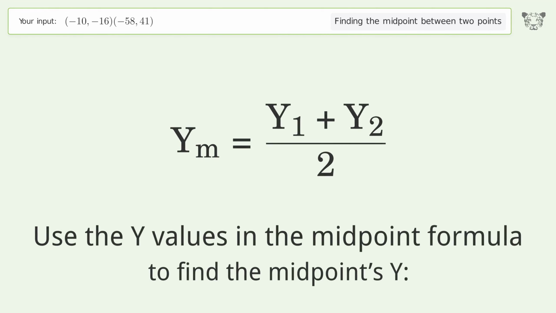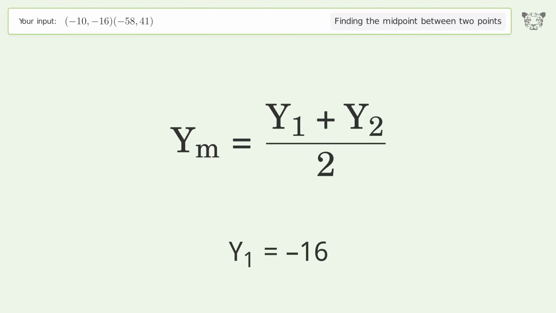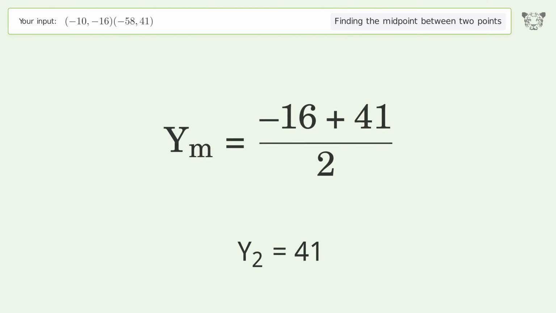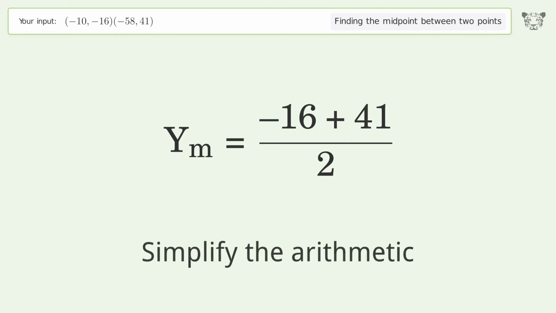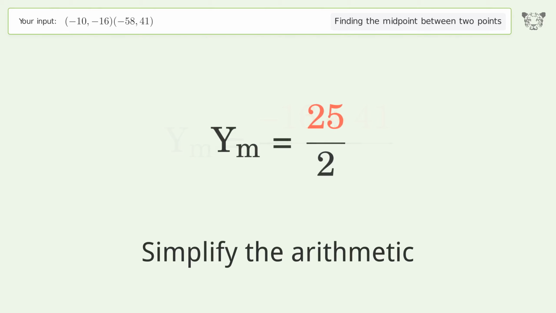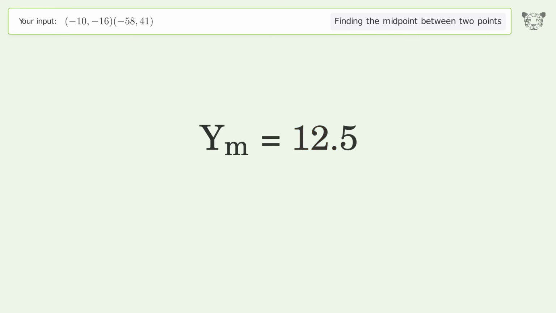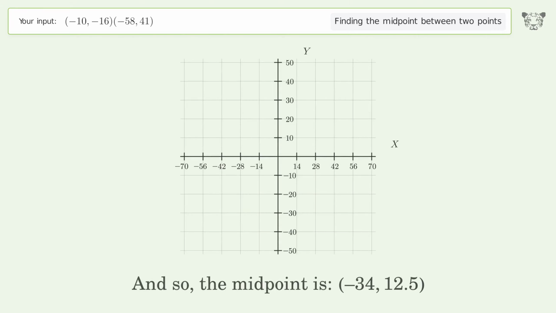Use the y values in the midpoint formula to find the midpoint's y. y1 equals -16. y2 equals 41. Simplify the arithmetic. And so, the midpoint is -34, 12.5.